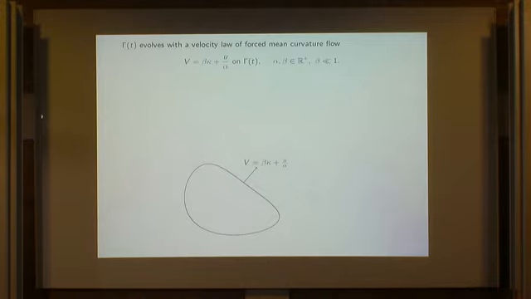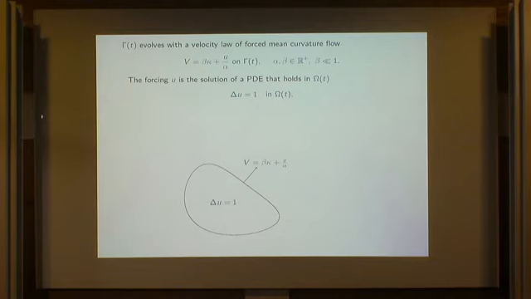So capital V here is the normal velocity of the boundary, and it evolves with beta. Beta here is just a positive parameter multiplied by kappa, which is the curvature of Gamma, and then we have this forcing, plus u divided by alpha, where alpha again is just a positive constant, and u here is the solution of a PDE which holds in the interior of Gamma.